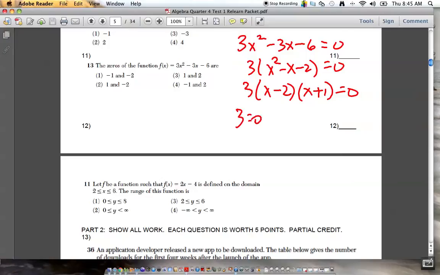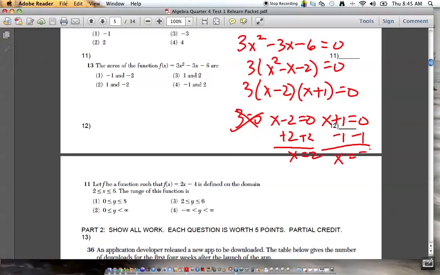Maybe it's the guy on the left, maybe it's the guy in the middle, maybe it's the guy on the right. It's not the guy on the left, that'll never happen, cross it out. Add 2, x is 2, subtract 1, x is -1. So 2 and -1, choice 4 is correct.